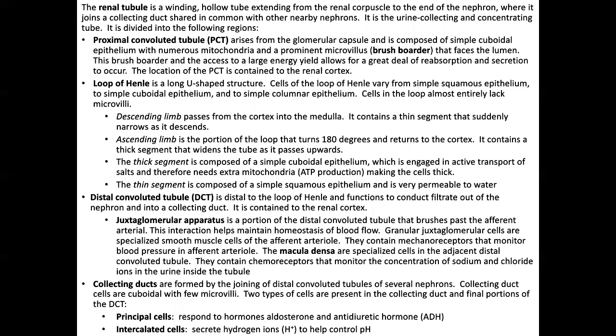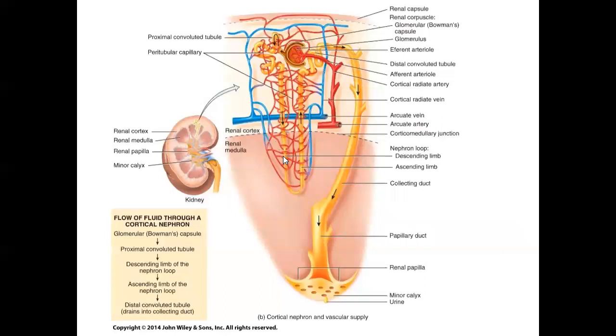Okay. The thick segments are composed of simple cuboidal epithelium and are going through active transport of salt and therefore need extra mitochondria for ATP production, which is what makes the cells thick. Whereas the thin segment is thin, which is going to make it really, really permeable to water. So essentially what's happening is a lot of water is moving out of this side of the loop via the descending limb and going into these blood vessels. Okay. What we're seeing across is not the movement of water, but instead the pumping of salts. And that's actually going to affect what's taking place over here. And we'll get into all that later in the lecture.